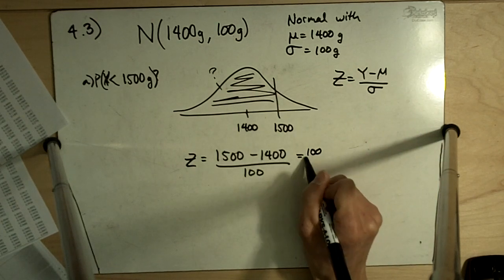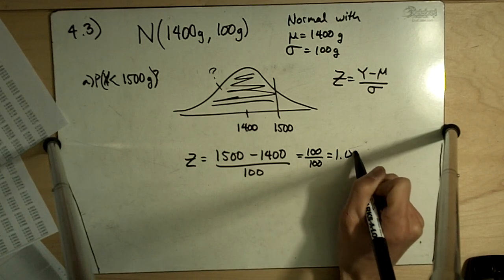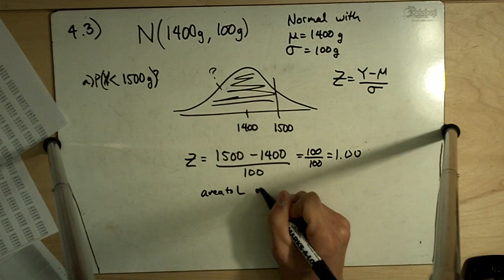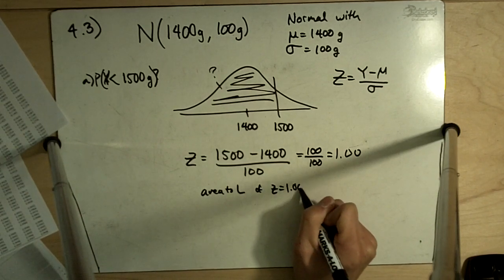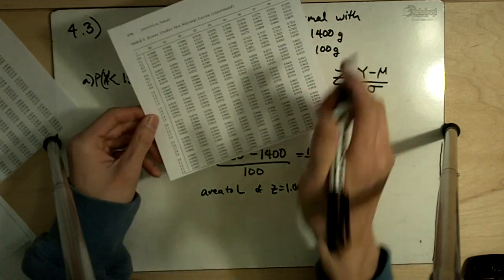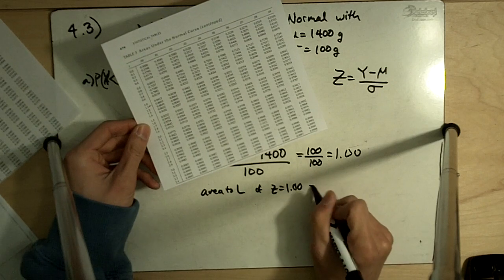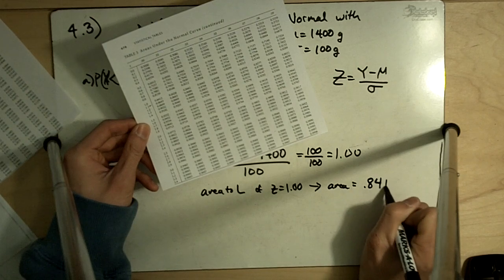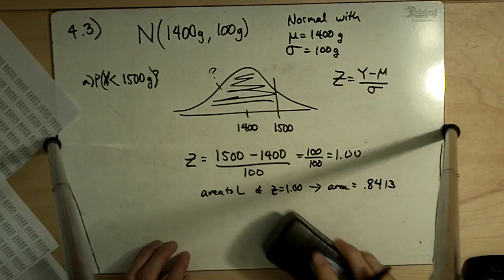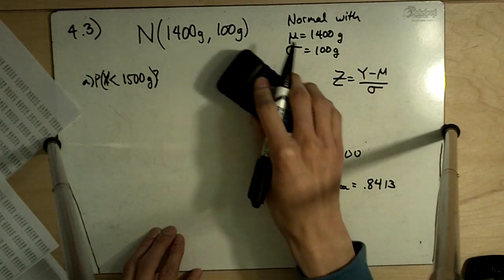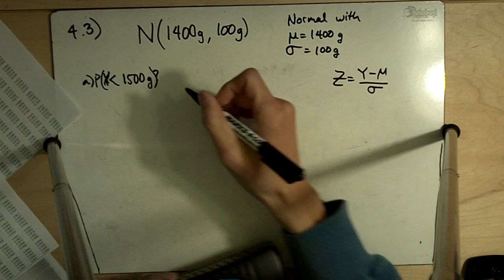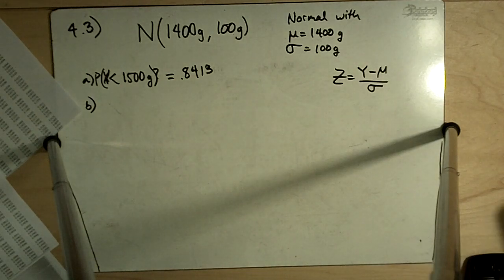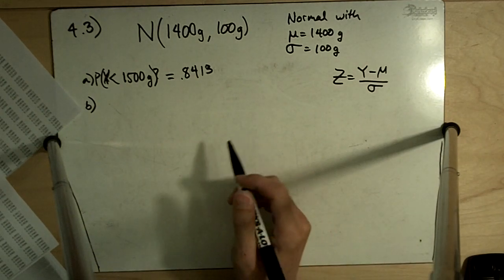So here we have 100 over 100, which equals 1.00, and the area to the left of z equal to 1.00, we look up right here, 1.00, that area corresponds to 0.8413. So the answer there is 0.8413.